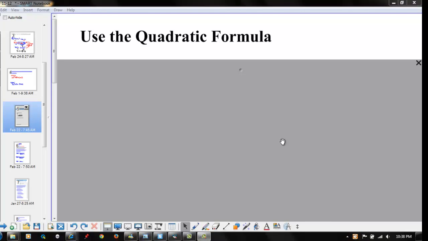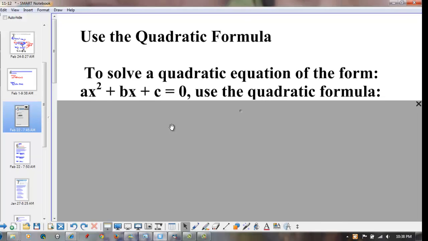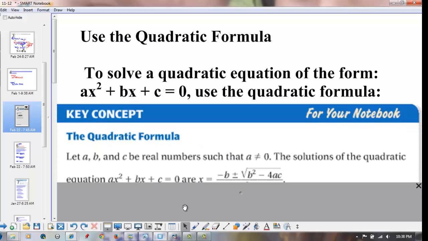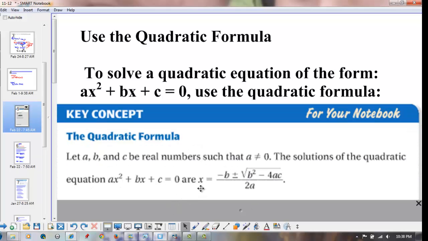Hi everybody. Today we're looking at how to solve quadratic equations using the quadratic formula. We would use this to solve a quadratic equation of the form ax squared plus bx plus c equals 0. Here's the quadratic formula. It goes like this.